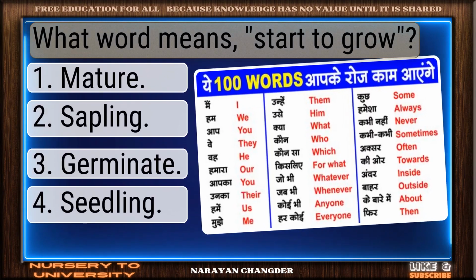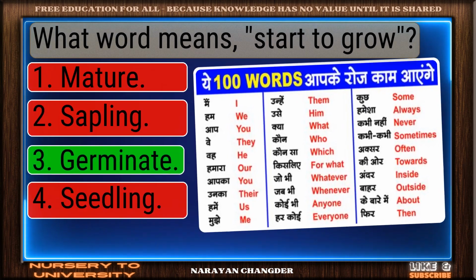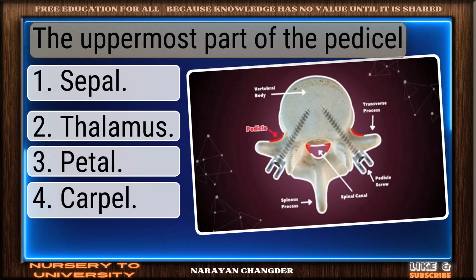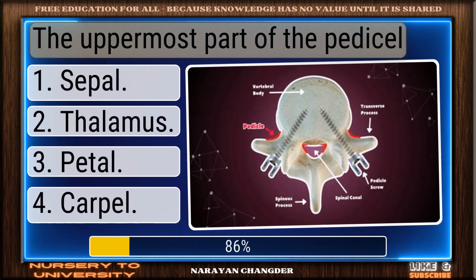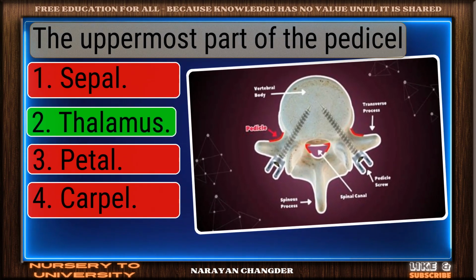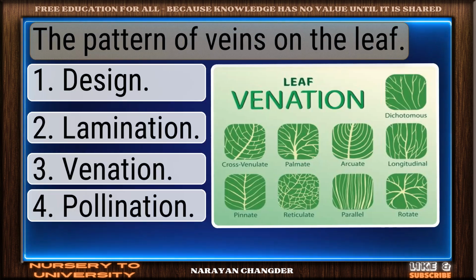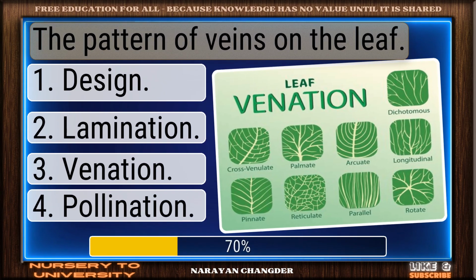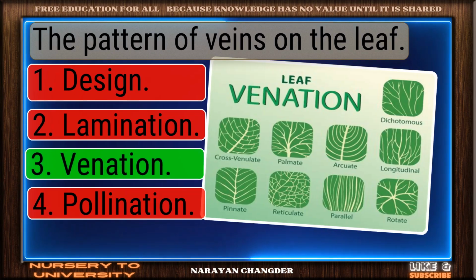What word means start to grow? Right again. Germinate is a valid answer. The uppermost part of the pedicel. Exactly. Thalamus makes sense and it is the right choice. The pattern of veins on the leaf. You chose venation, and it is correct.